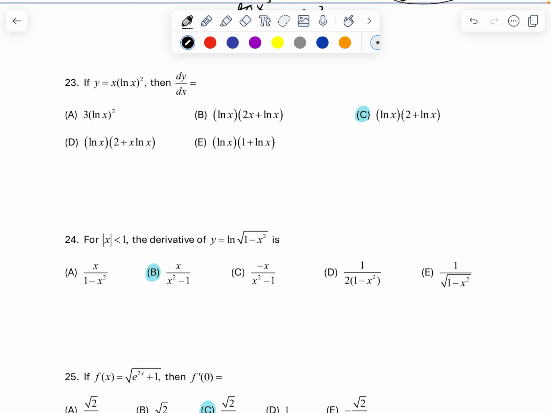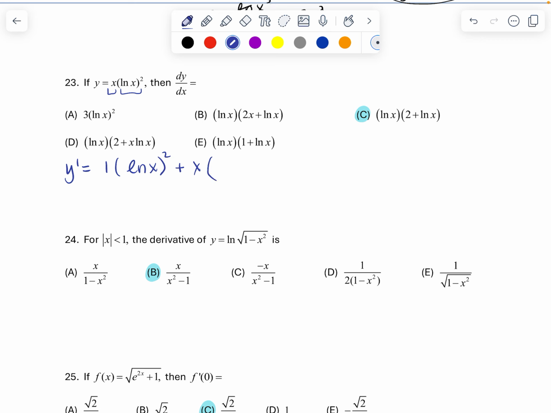All right, next page. Okay, find the derivative of x times ln of x squared. So what I see on this one is a little product rule. It's this times this. Okay, so let's go ahead and do that. So y prime is going to be the derivative of the first, which is 1, times the second, which is ln of x squared, plus the first, which is x, and then times the derivative of the second.